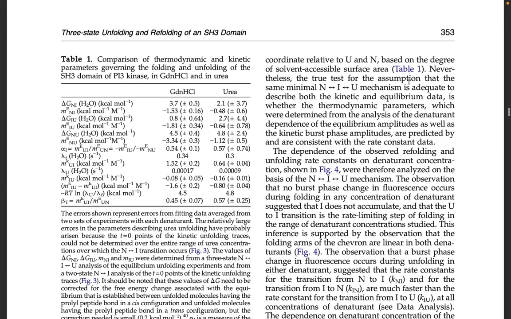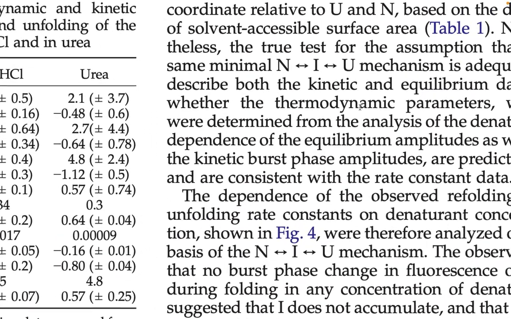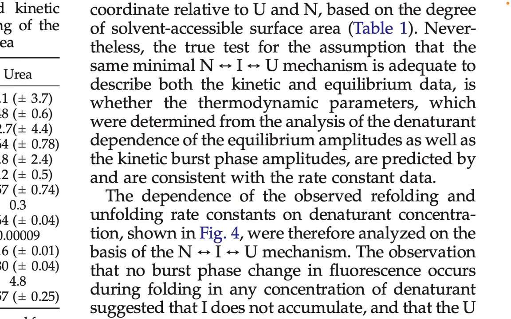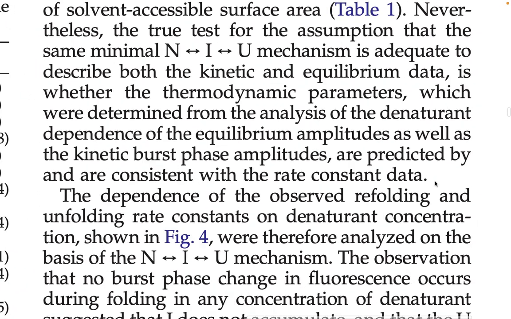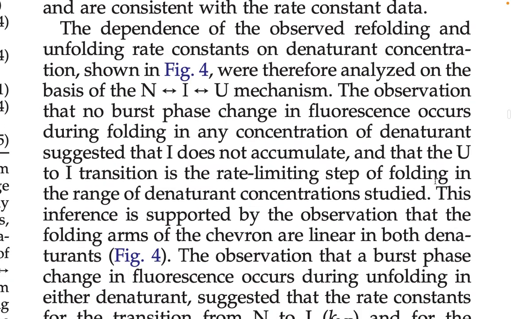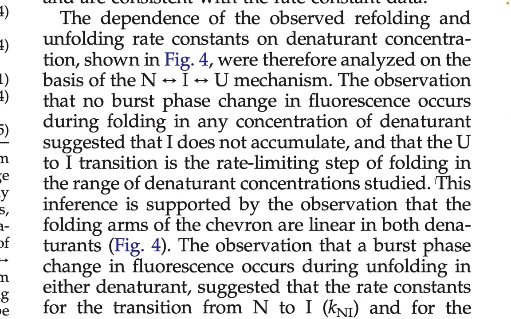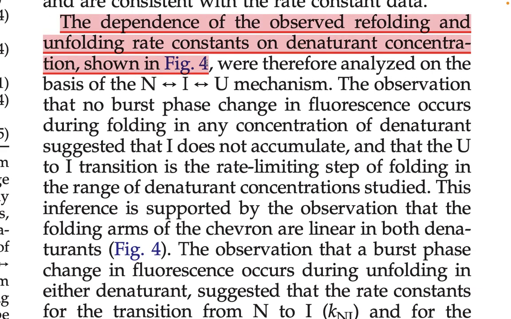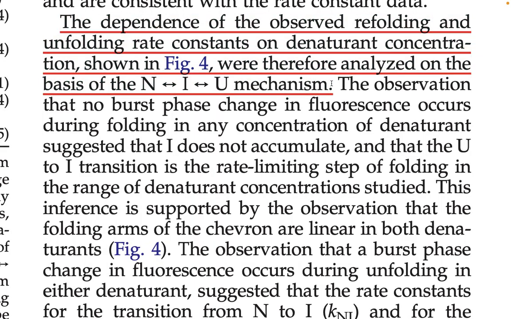Nevertheless, the true test for the assumption that the same minimal N to I to U mechanism is adequate to describe both the kinetic and equilibrium data is whether the thermodynamic parameters determined from the analysis of the denaturant dependence of the equilibrium amplitudes as well as the kinetic burst phase amplitudes are predicted by, and are consistent with, the rate constant data. Now, the dependence of the observed refolding and unfolding rate constants on denaturant concentration, shown in figure 4, was therefore analyzed on the basis of the N to I to U mechanism.